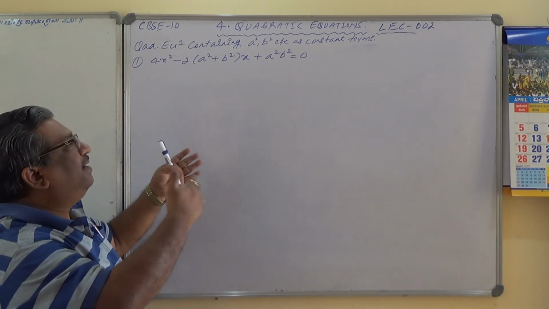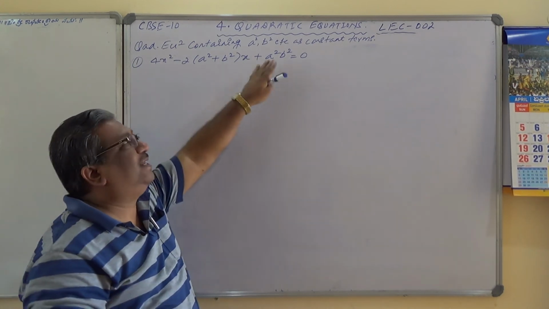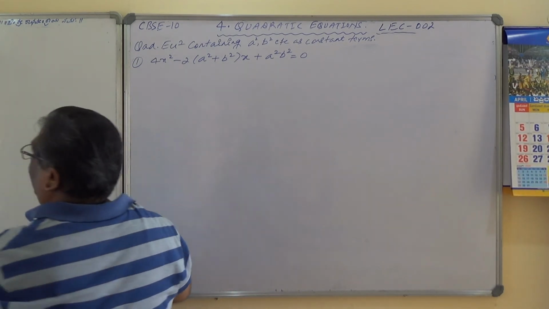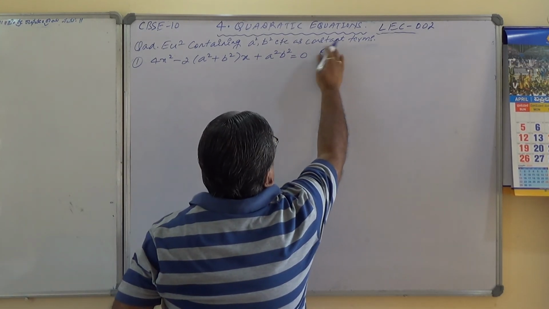I need not do any circus in terms of arranging the factors of a square and b square, isn't it? Let's see how to solve it. Very typical in nature. Any year, CBSE 2004. This is 2004.